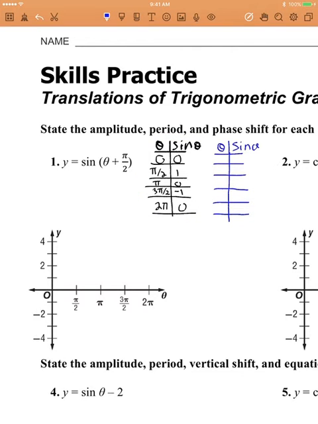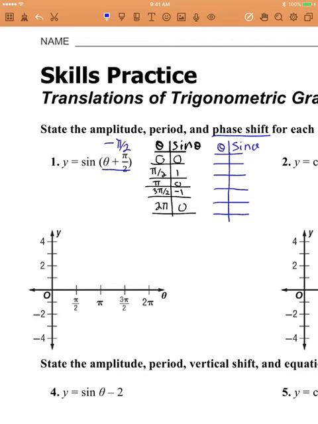So what we need to first identify is what the transformation is. In this case, this transformation, when it's inside the parentheses, is known as a phase shift. So what we want to do is think about how this is affecting the sine graph. When it's inside the parentheses, it's always going to be the opposite. So the opposite of positive pi over 2 is going to be negative pi over 2. So every theta is being shifted by negative pi over 2.